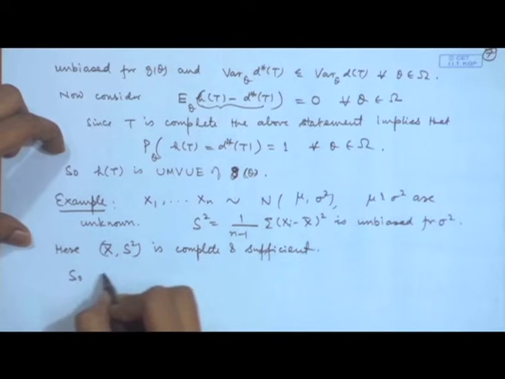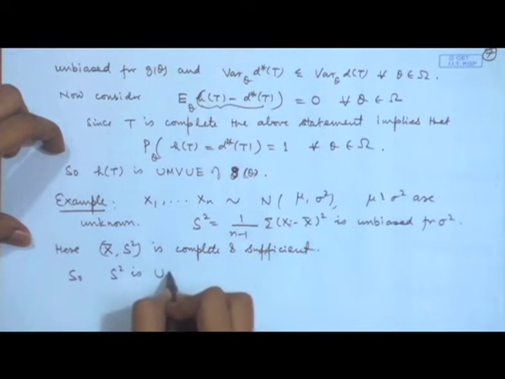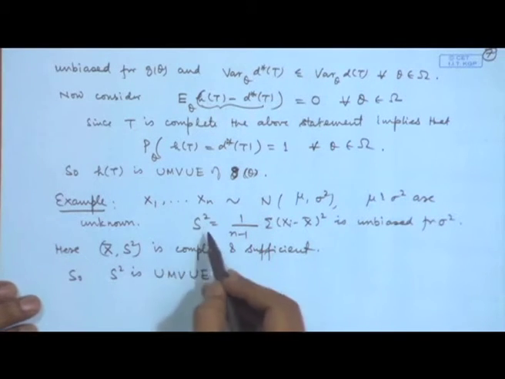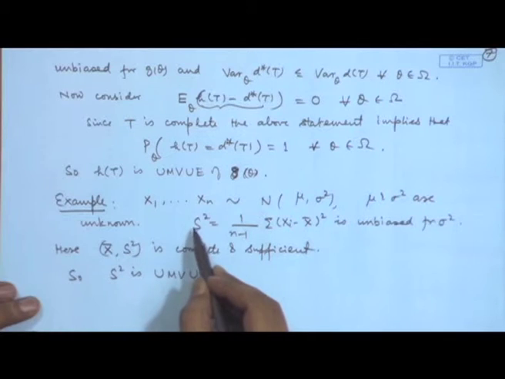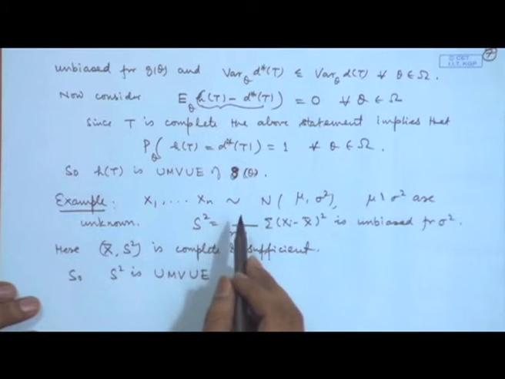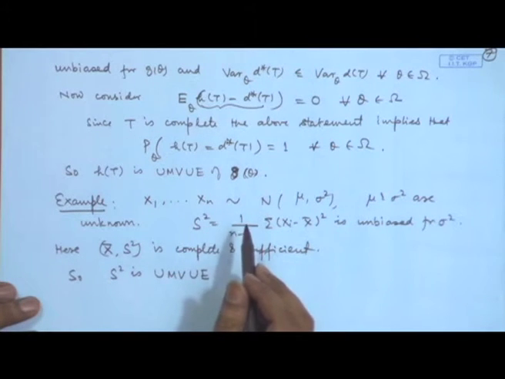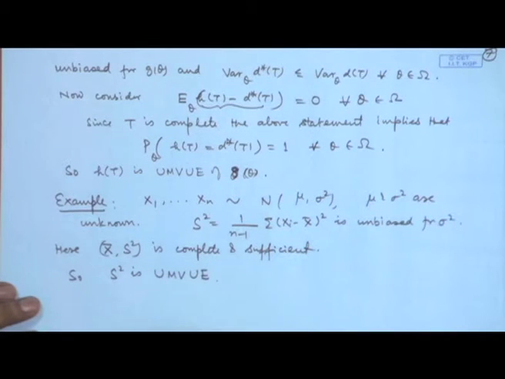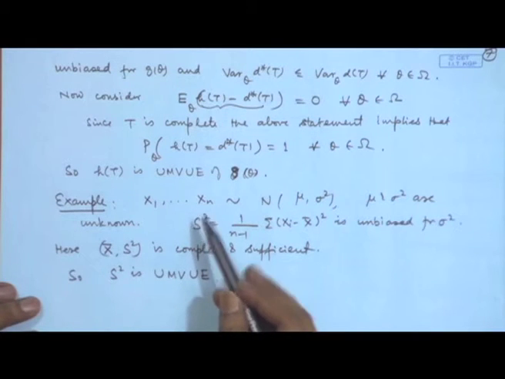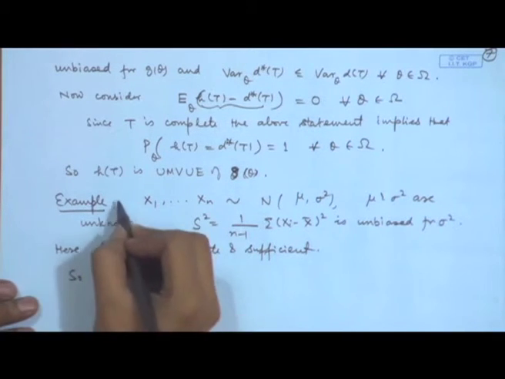So, S square is UMVU. We had noticed that in this particular case, the lower bound attained by the Fréchet-Rao-Cramér method was lower than the variance of S square. The variance of S square was 2 sigma to the power 4 by n minus 1, and the lower bound was 2 sigma to the power 4 by n. But here, in this method, proving UMVU is easy because we are just looking at the expectation of S square. Since it is unbiased and it is a function of the complete sufficient statistic, it becomes UMVU.